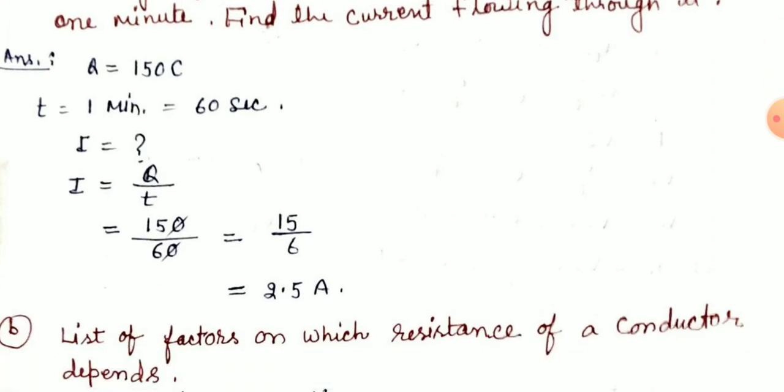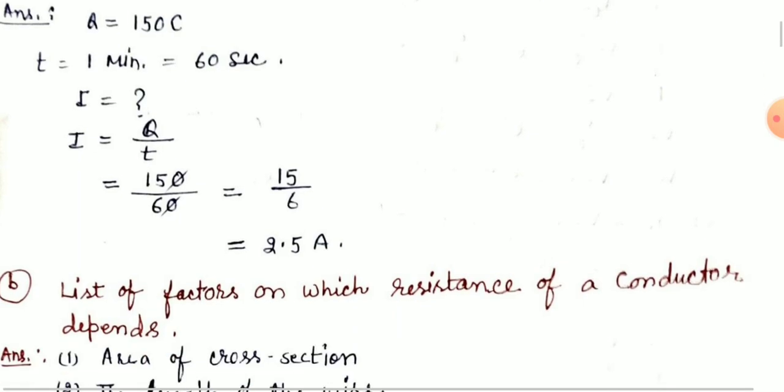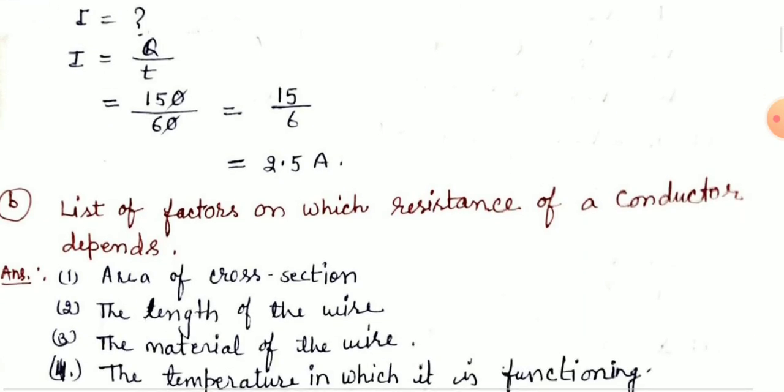Formula is I equals Q upon T. When you put the values, 150 upon 60, and after you calculate this, 15 upon 6, that is 2.5 ampere.